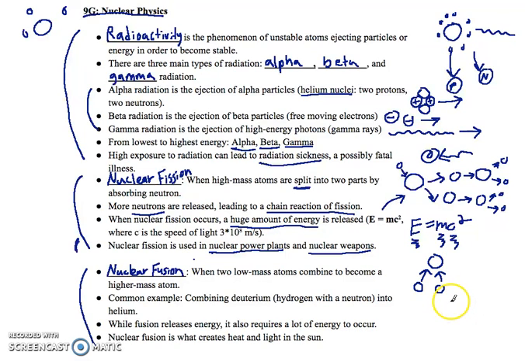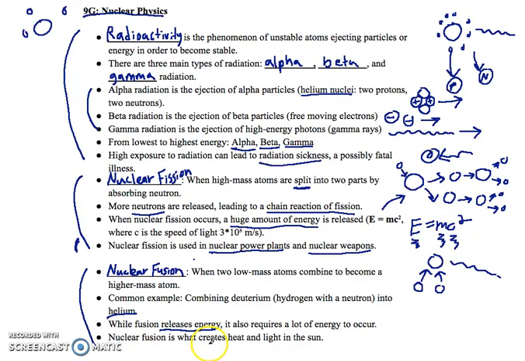An example of this would be if you have deuterium and it combines, and you're getting helium out of that. That's a more common example of nuclear fusion. And the big thing to keep in mind is this: even though you're putting stuff together, you're actually releasing energy, just like in fission. And you're getting a lot of energy coming out of this process.